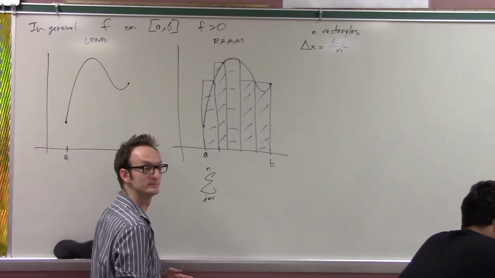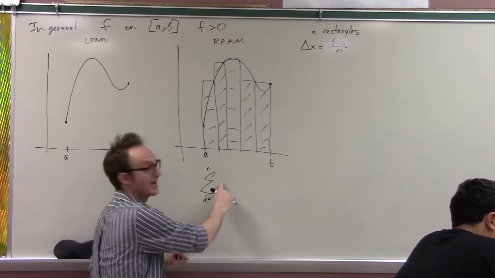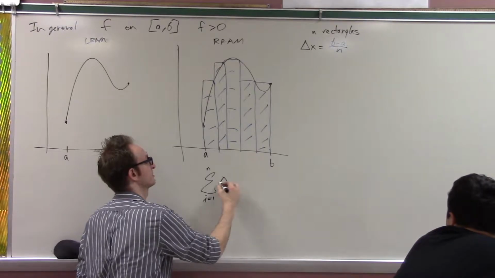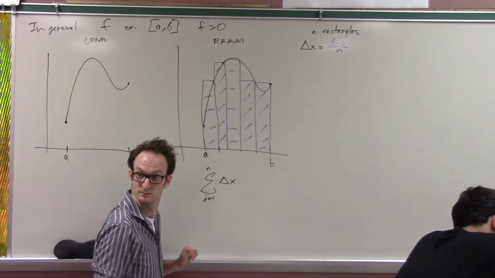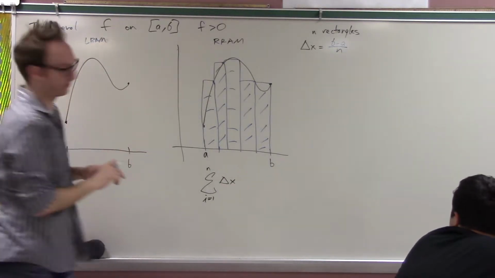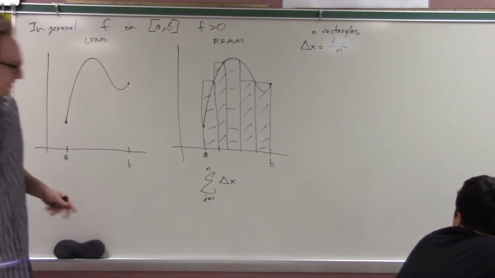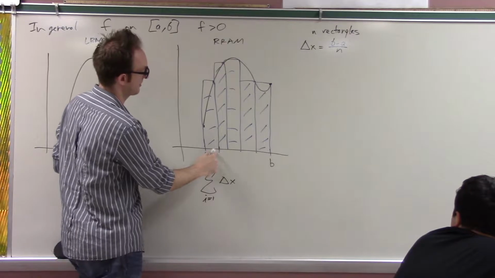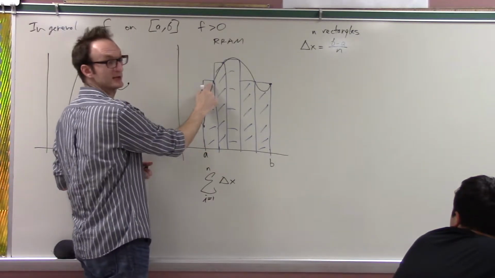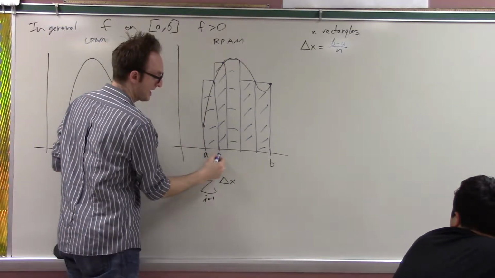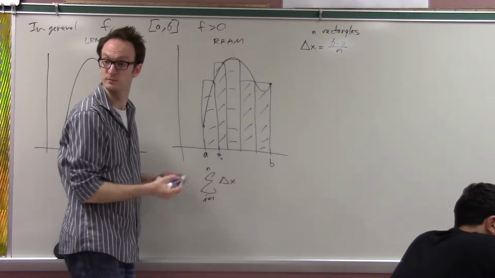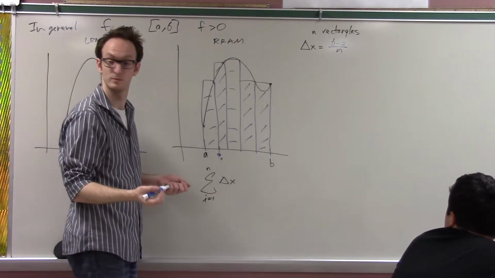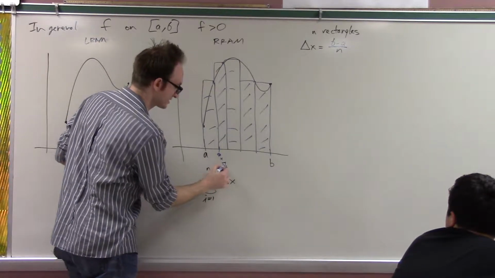B minus a over n. It's going to be b minus a over n. Can I just write delta x for simplicity's sake? Maybe we should do a little bit of preliminary work. That would be helpful. This is a. What's the first point I care about, because it's the first point I'm going to plug into the function? A plus b minus a over n. I'll just write delta x.